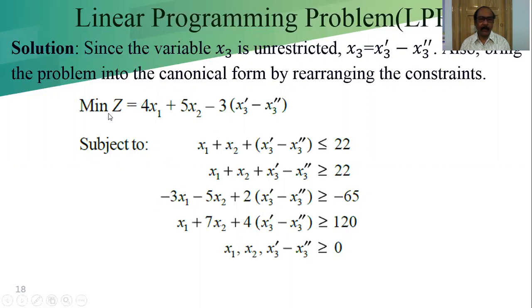Since it is a minimization problem, the first constraint we have to convert to greater than or equal to by multiplying both sides by minus 1. And the third constraint was less than or equal to, so it is also converted to greater than or equal to by multiplying both sides by minus 1. And this is already greater than or equal to 120. Our variables are x1, x2, x3 dash, x3 double dash greater than or equal to 0.